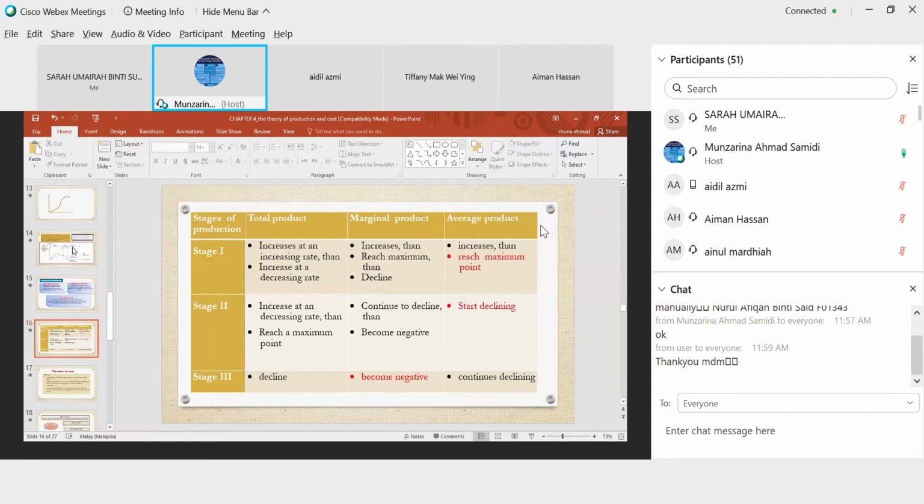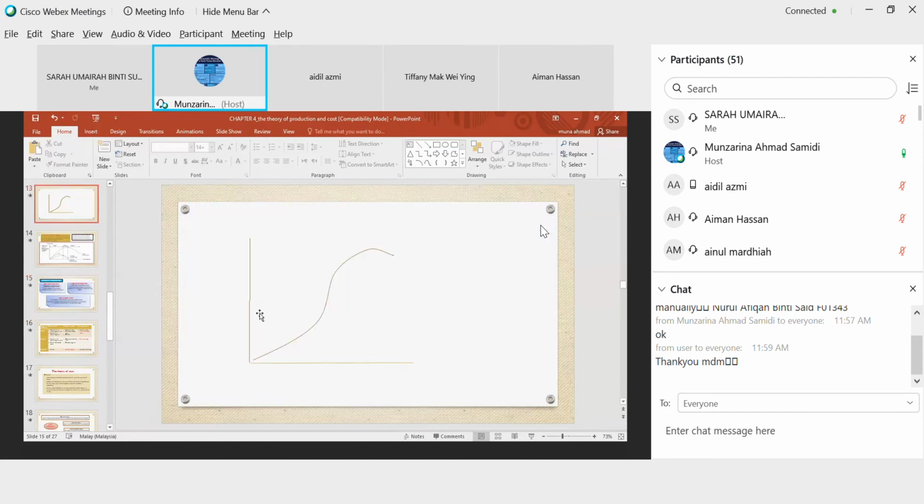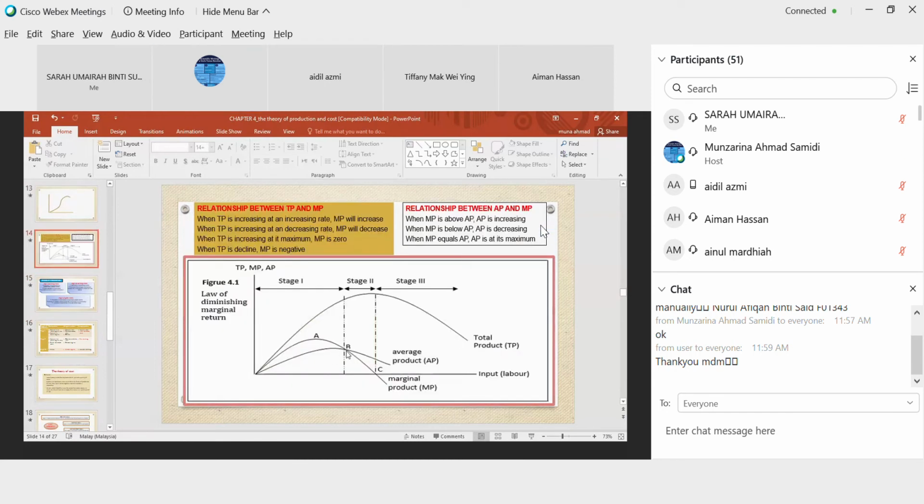Okay, you should understand that. Stage 1 ends when AP is maximum. Stage 2 ends when marginal product is 0, and stage 3 starts when marginal product is negative. So you just remember this one. Here is the maximum, together with MP zero. Total product maximum, MP 0. You remember that? And when AP is maximum, MP must cross it.